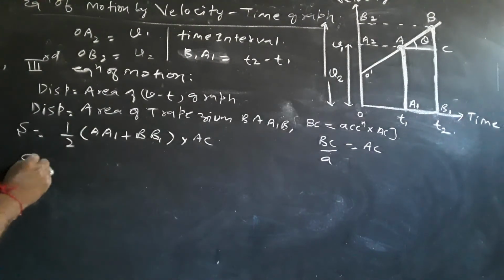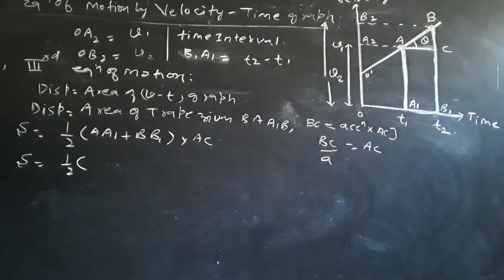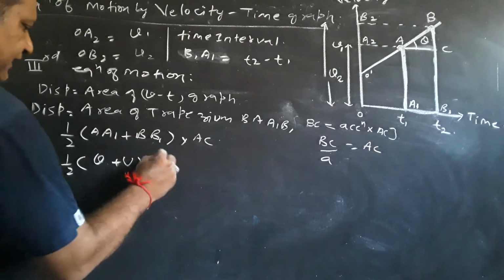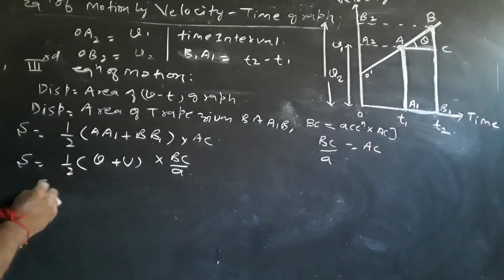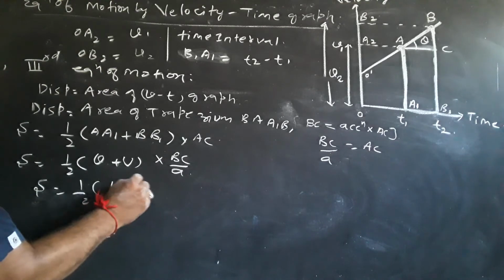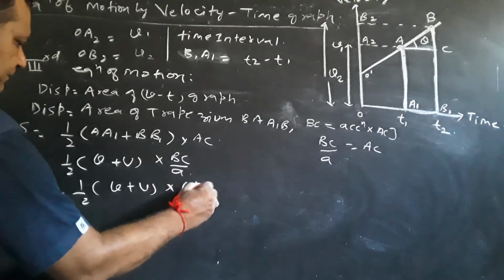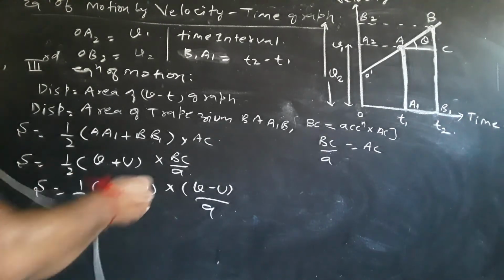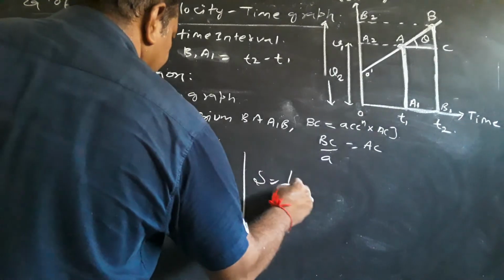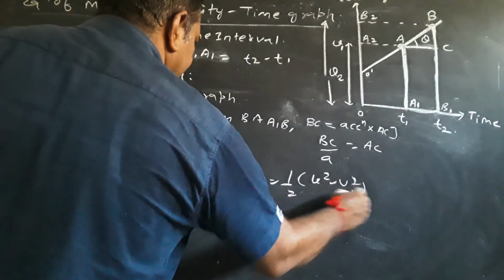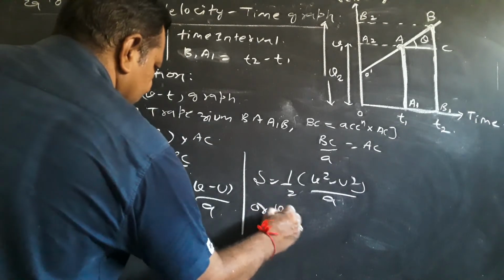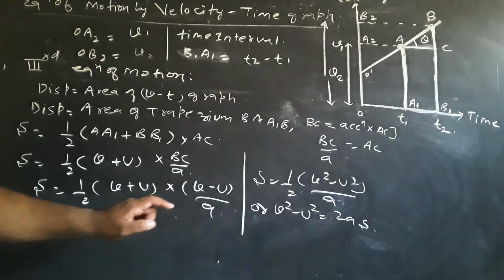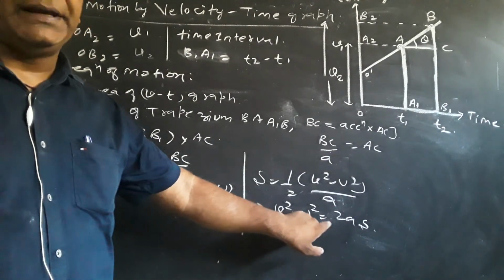Now S is equal to half into this A1 plus B1, this is V plus U, and AC is BC upon A. This is half into V plus U. The value of BC is V minus U by A. So this is V plus U, V minus U. So we can write S is equal to half into V square minus U square upon A, or we can write V square minus U square is equal to 2AS. This is called the third equation of motion. V square minus U square is equal to 2 into A into S.